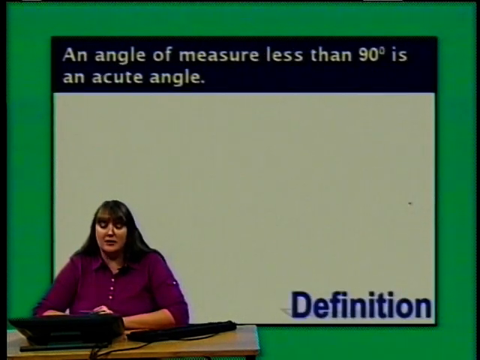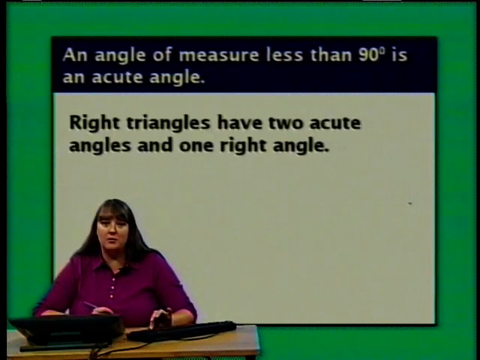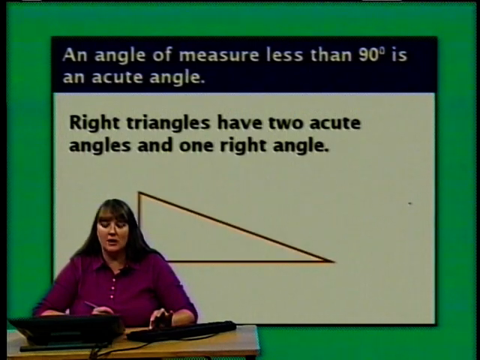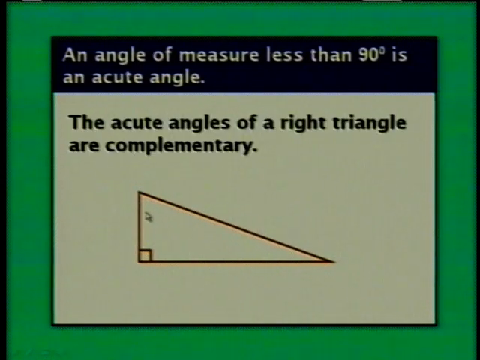An angle of measure less than 90 degrees is called an acute angle. Right triangles have 2 acute angles and 1 right angle. When we looked at our totem pole diagram, we had a right triangle. The 2 smaller angles had measures 30 degrees and 60 degrees. 30 plus 60 is 90 degrees.